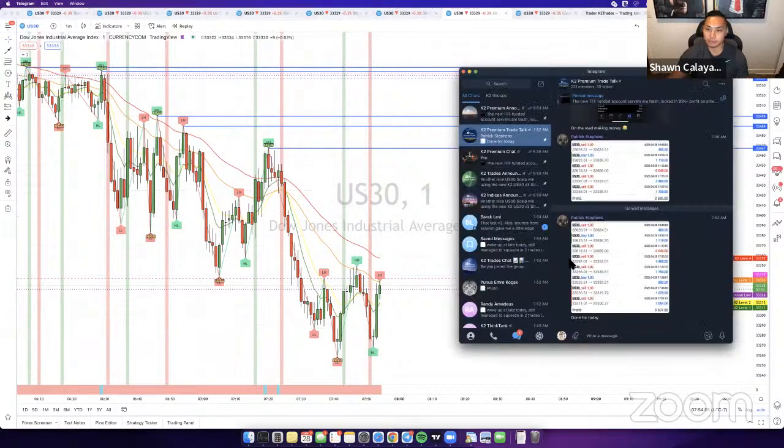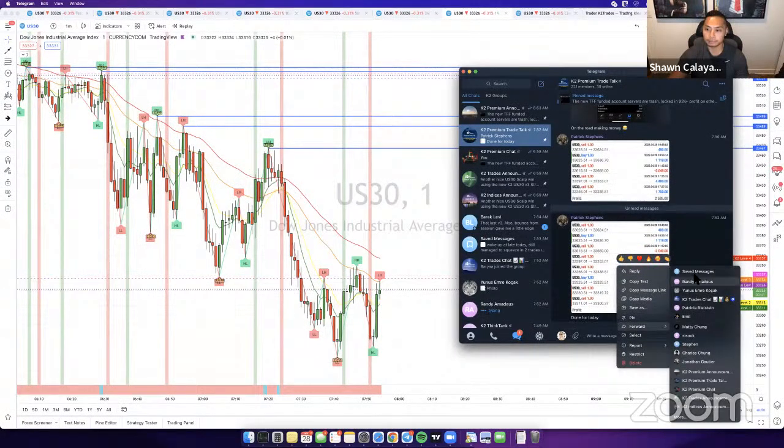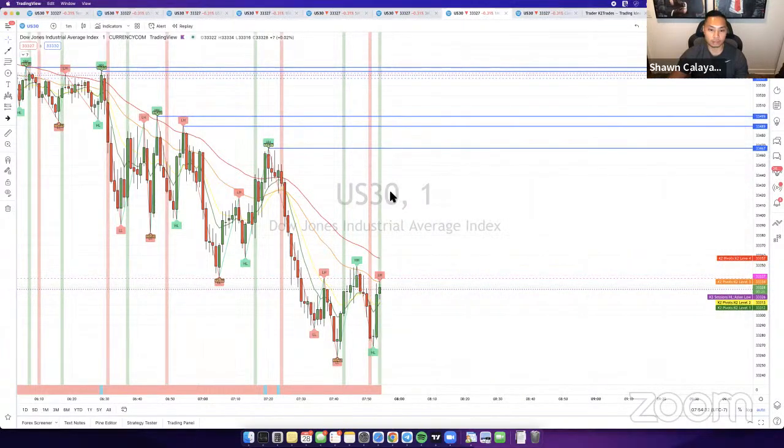Patrick over here as well, locked in a total of 5,507 for the day. Great work, Patrick. And he's done for the day. Brock over here said that last V3 also bounced from the sessions, gave me a little edge. Yeah, exactly. When it bounced off the top part right here, Brock came up for the retest and then it came right back down, hit your TP super quick. So smart identification of a move right there.